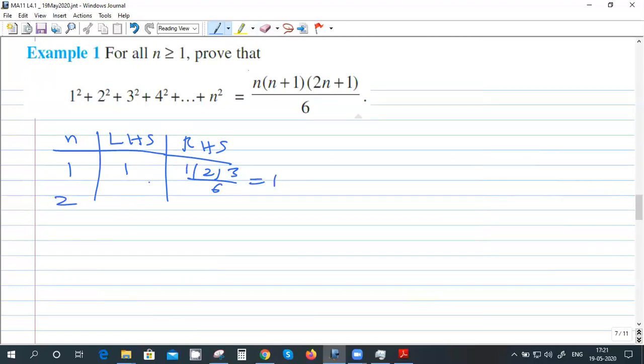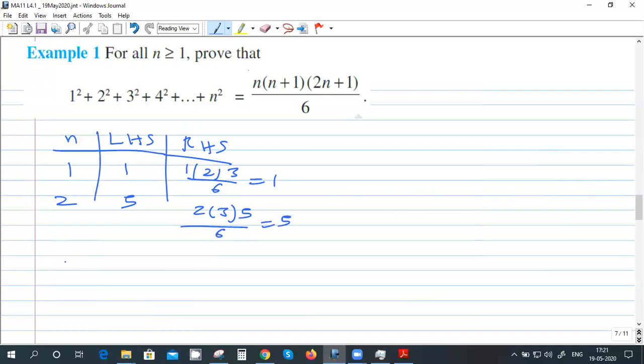N equal to 2. The left hand side is 5. The right hand side is 2 into 3 into 5 divided by 6. So it is 5. Okay.